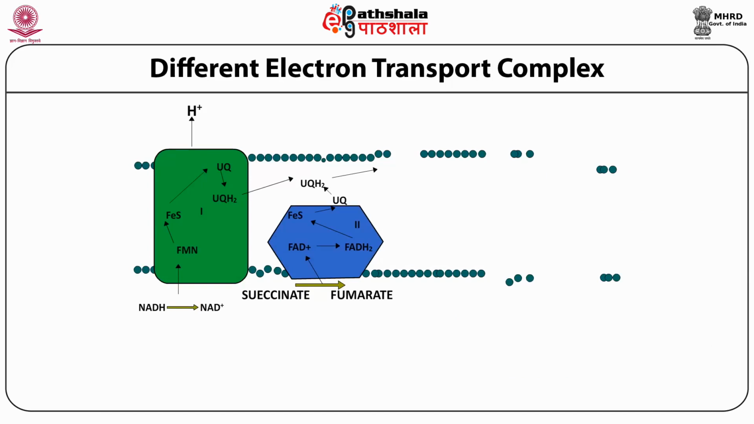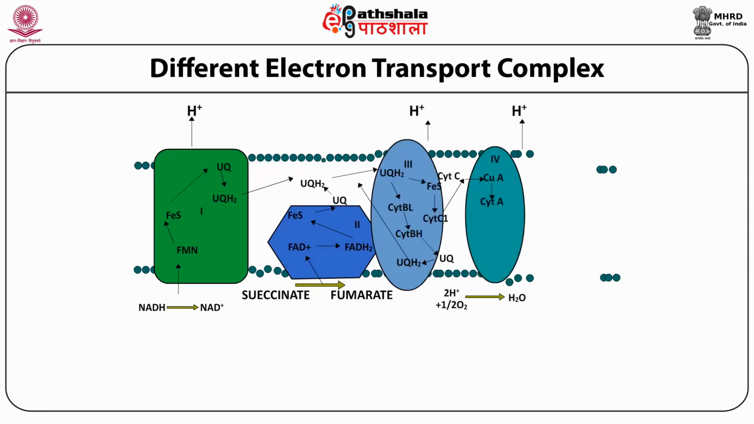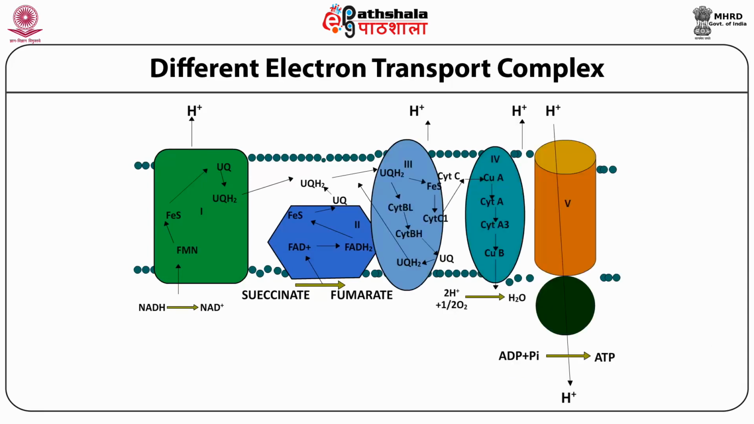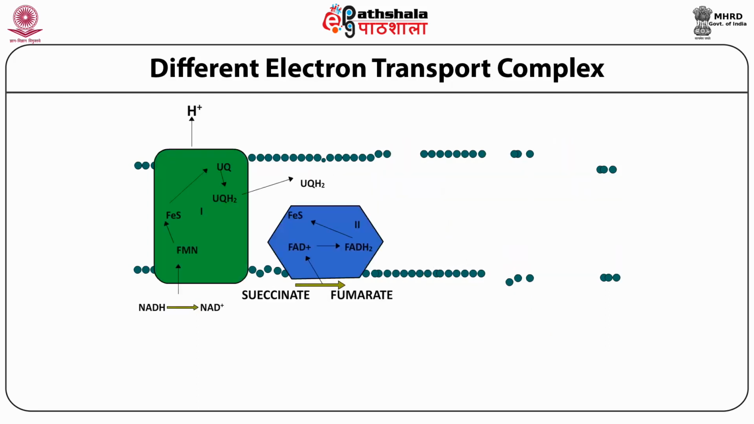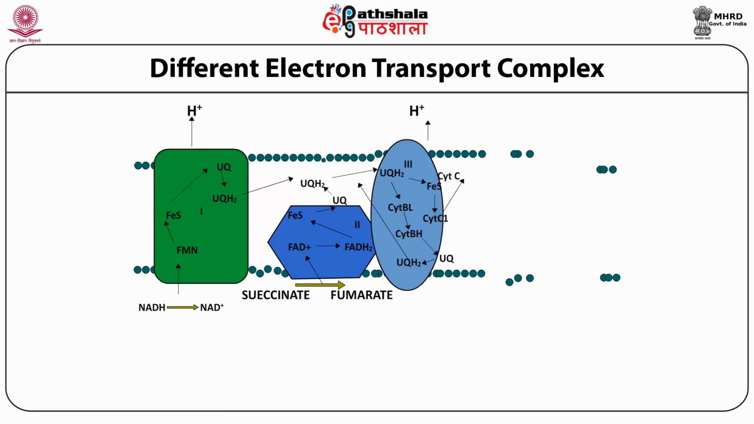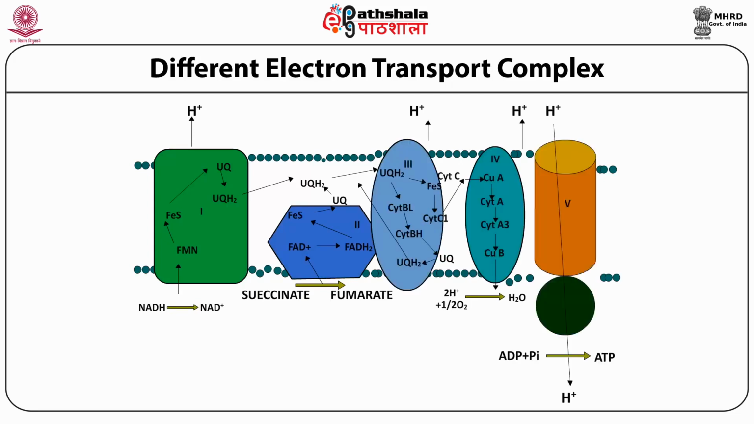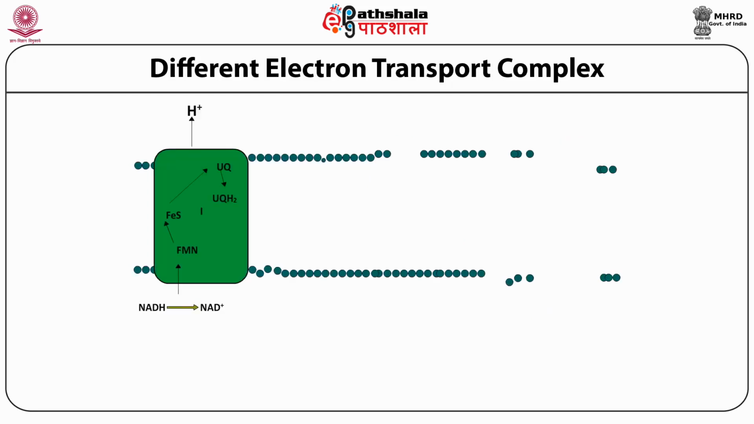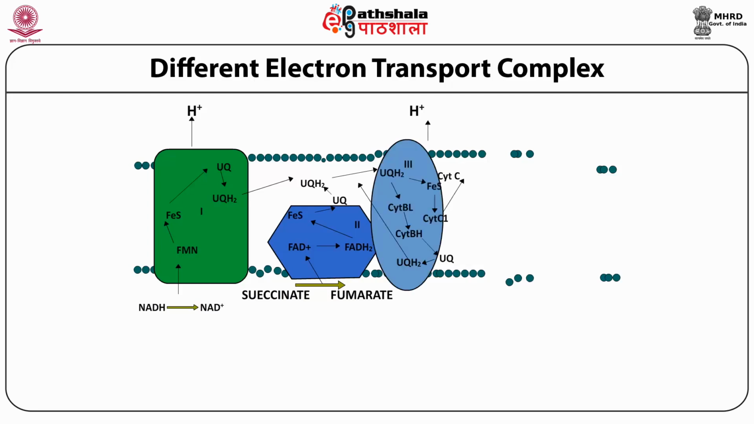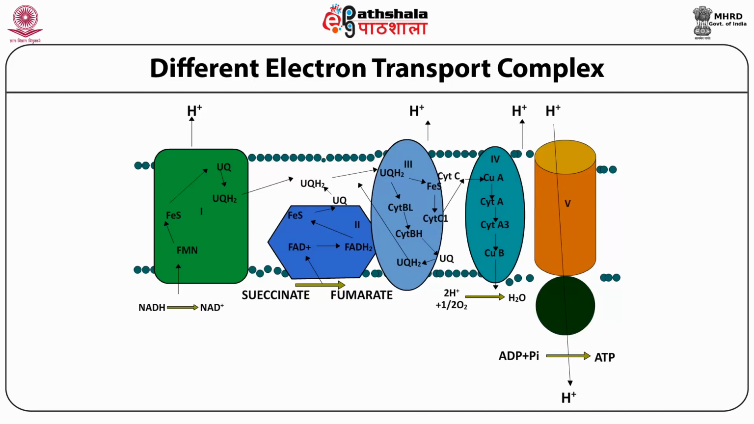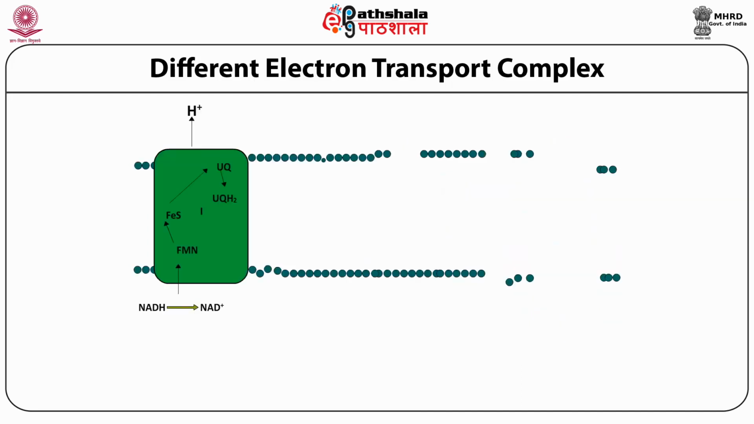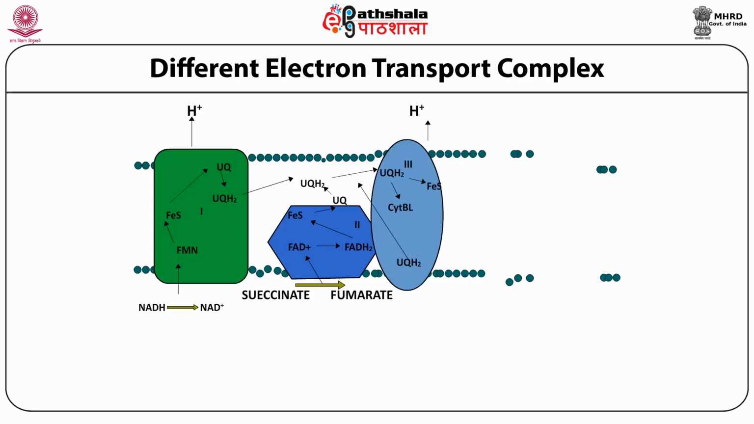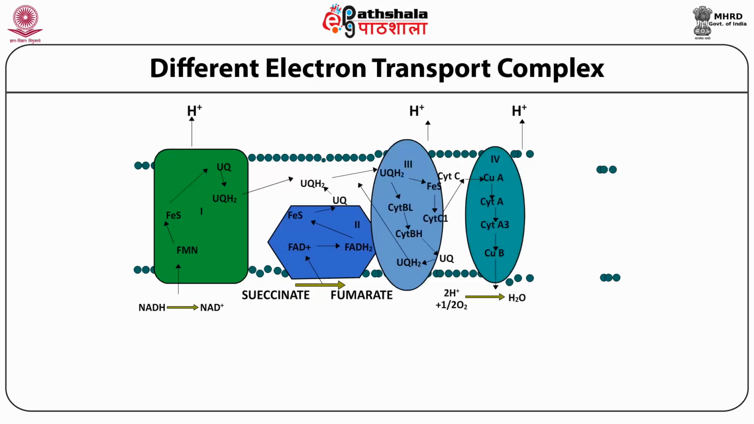You can see the 4 electron transfer carriers which are found in the mitochondrial inner membrane. At the same time, you can also see complex 5, which is a proton pump channel. Complex first has FMN as electron carrier, iron sulfur center as electron carrier, and ubiquinone, which is the final electron acceptor of this complex.